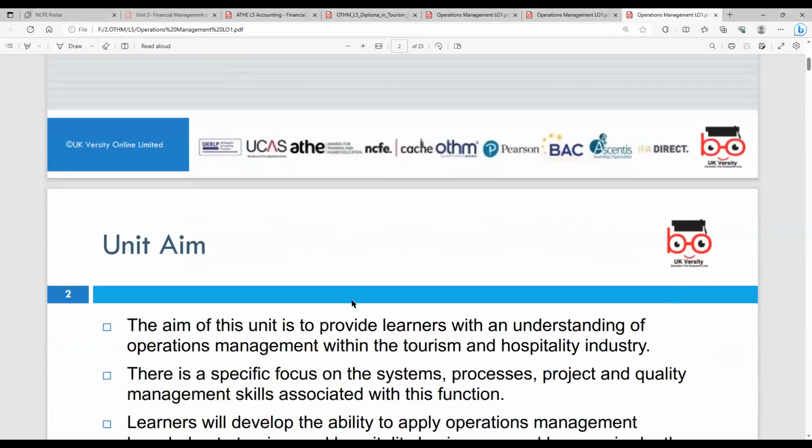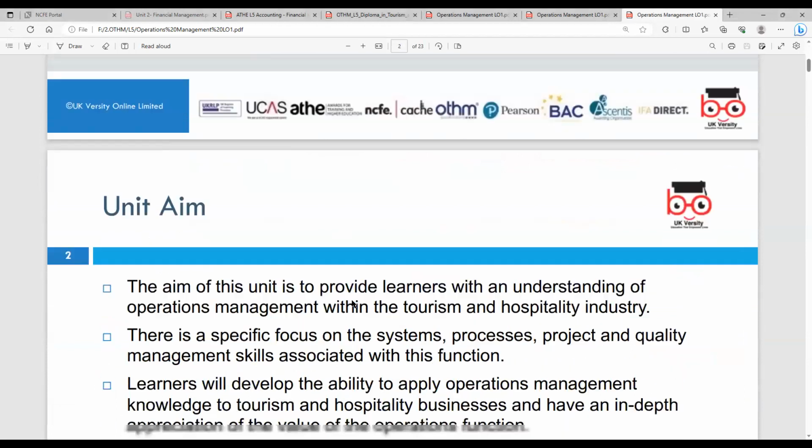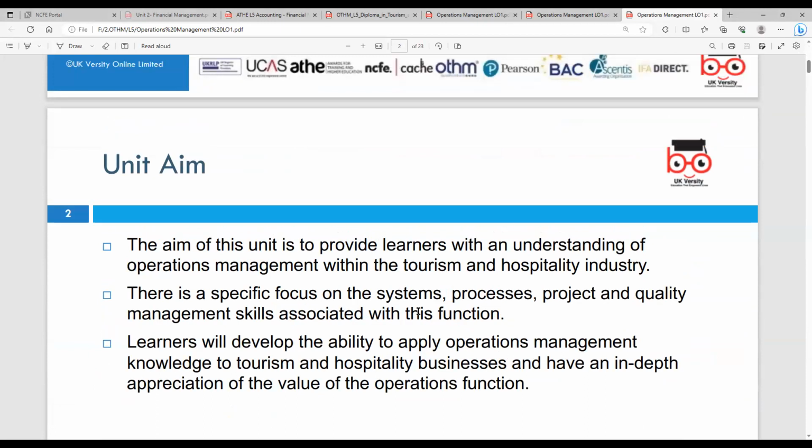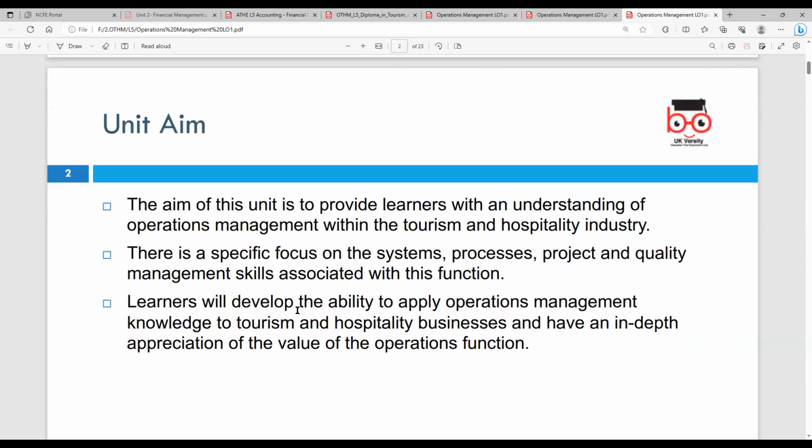So let's look at the overall aim of the unit. The aim of the unit is to provide learners like yourself with an understanding of operations management within the tourism and hospitality industry. Now, the tourism and hospitality industry has become a very important industry over the years because of the increase in people moving around, immigration and emigration to other countries, and a lot of people visiting different places. So the operations management is a very crucial subject within the tourism industry, right?